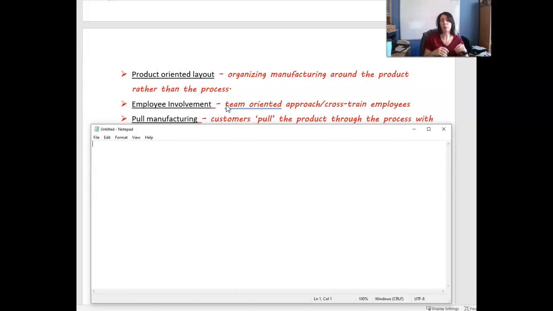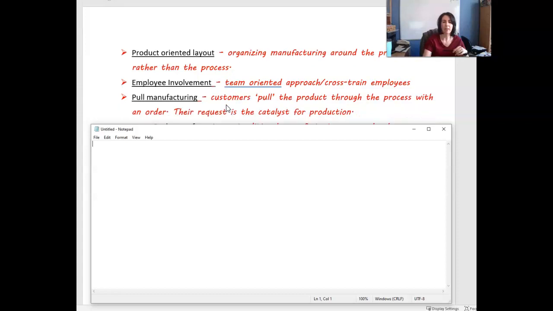Okay, employee involvement. You want a team-oriented approach. You want people to be able to do each other's jobs, which is cross-training your employees, because what if employee A is backed up? Employee B might be able to step in and help employee A a little bit if they also know how to do employee A's job. So rather than creating potentially a bottleneck if something happens and somebody slows down, you want your employees to be able to help one another in their processes.